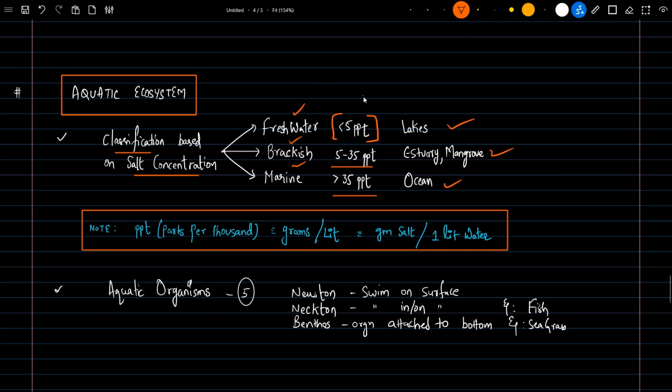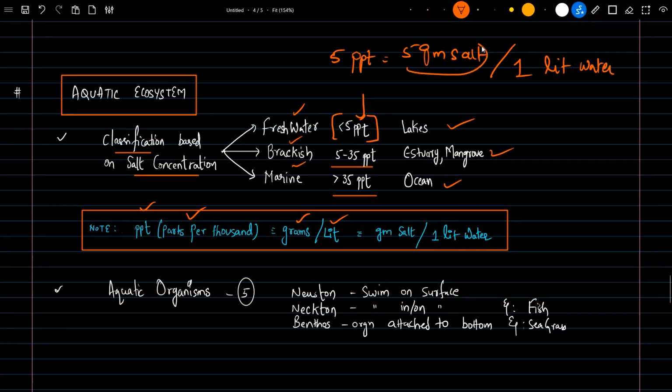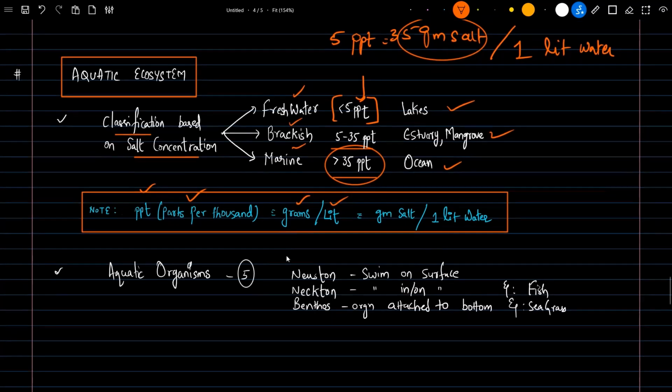So here let's understand in detail what this ppt is. PPT means parts per thousand. It is defined as the number of grams per liter. So here we're saying 5 ppt, which means there will be 5 grams of salt in 1 liter of water. Here the salt is less. If it is 35 ppt, then we will have 35 grams of salt in 1 liter of water. Whenever we take a sample of 1 liter of water, 35 grams of salt will be present, which is huge. It means that the salt concentration is more.